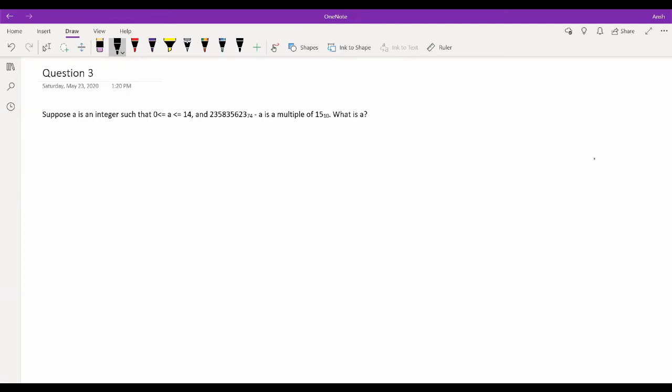All right, so here we have a question that asks us to find an integer a between 0 and 14, such that 235,835,623 in base 74 minus a is a multiple of 15 in base 10. So it asks us, what is a?